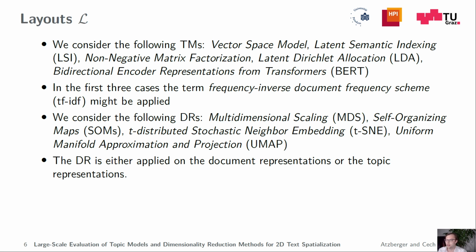In our set L, we consider the vector space model, latent semantic indexing, latent Dirichlet allocation, non-negative matrix factorization, and BERT as topic models. In the case of the vector space model, LSI, and non-negative matrix factorization, we also apply the TF-IDF weighting scheme. As dimensionality reduction, we consider multidimensional scaling, self-organizing maps, t-SNE, and UMAP, as they are widely used in the visualization domain or have shown best results in previous benchmark studies. When topics are extracted, we also apply the dimensionality reduction on the topics and aggregate the document position according to their document topic vector.